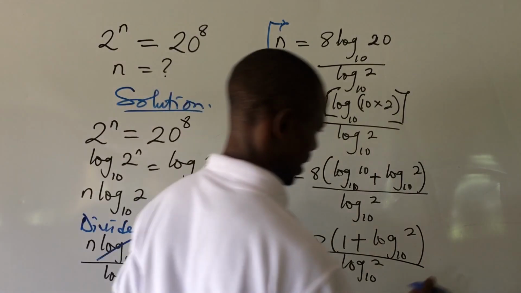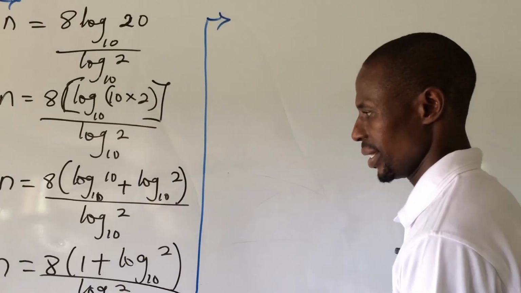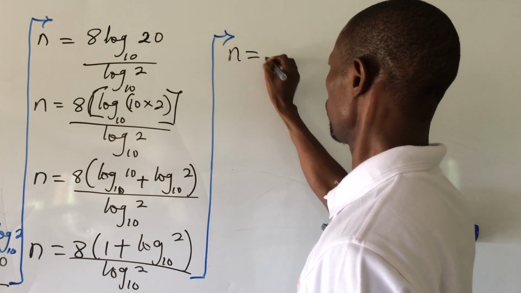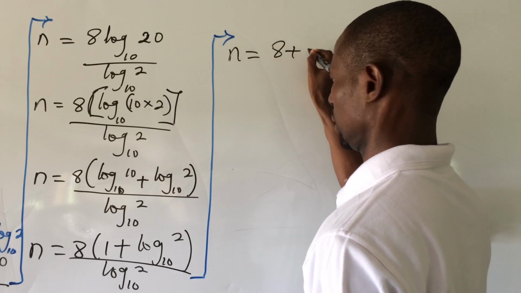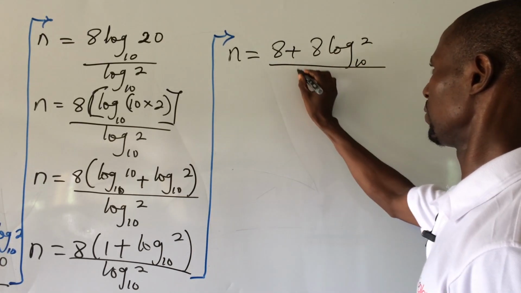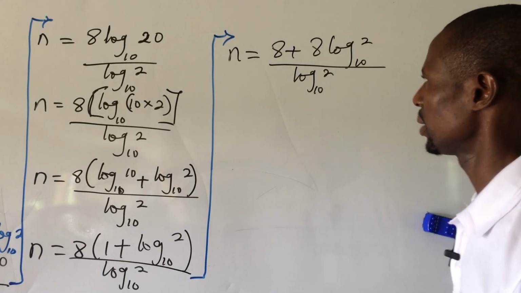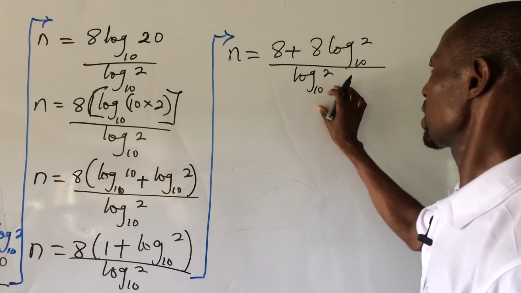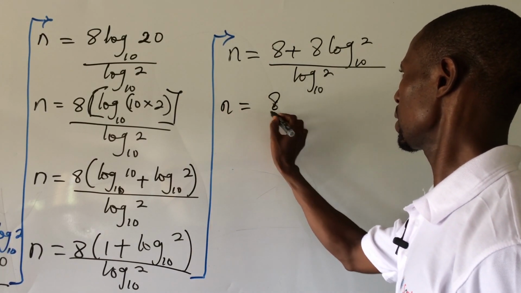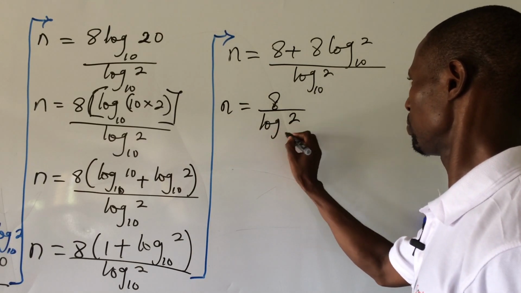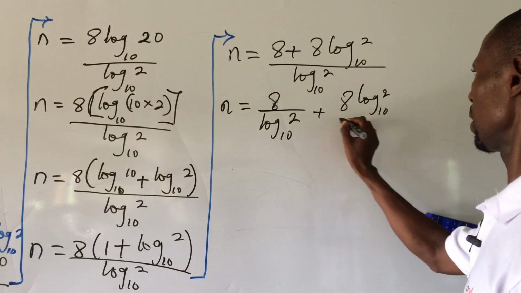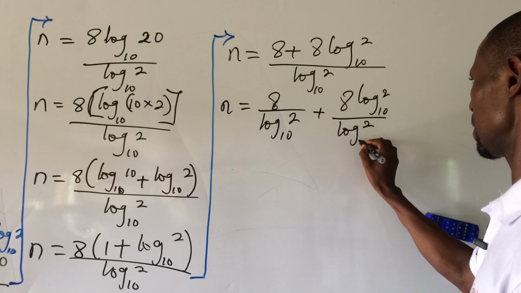Again, let's continue on this other side to see what this gives us. So let's open up this bracket and see what this gives us. We have n equal to 8 plus 8 log 2 base 10, everything all over log 2 base 10. Good. So from here, we can split this out to give us n is equal to 8 all over log 2 base 10 plus 8 log 2 base 10 all over log 2 base 10.